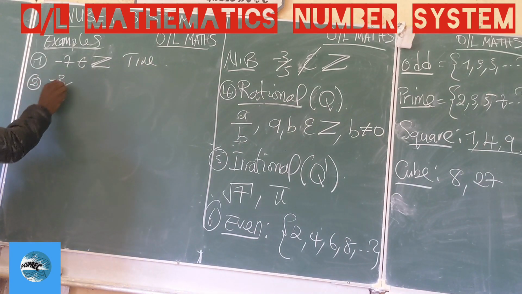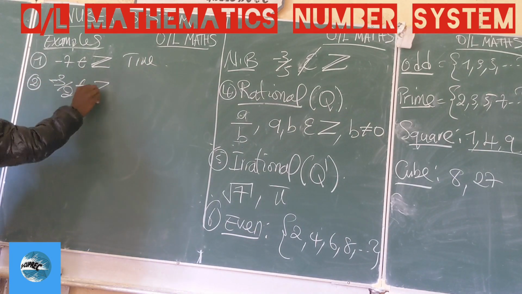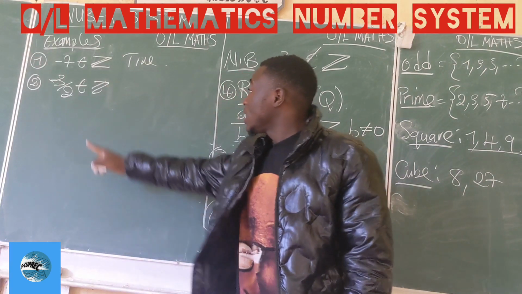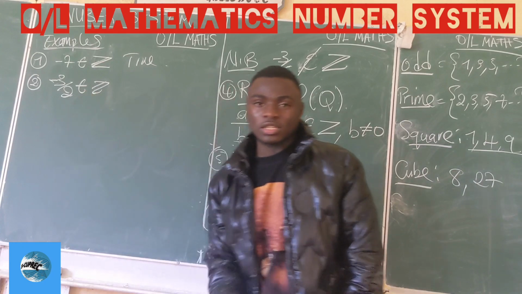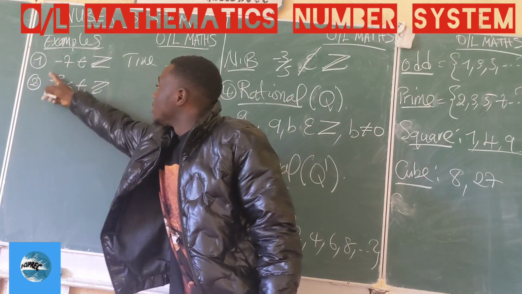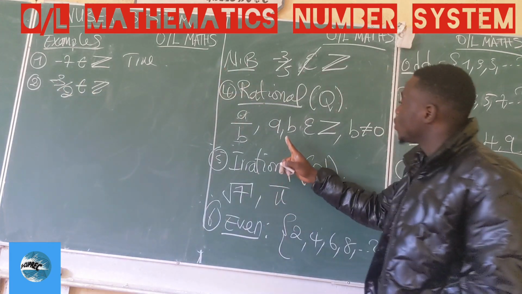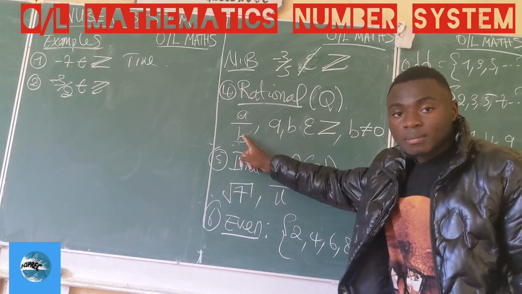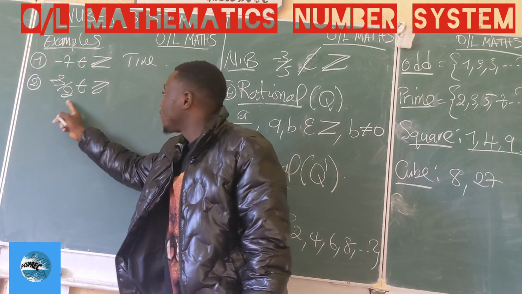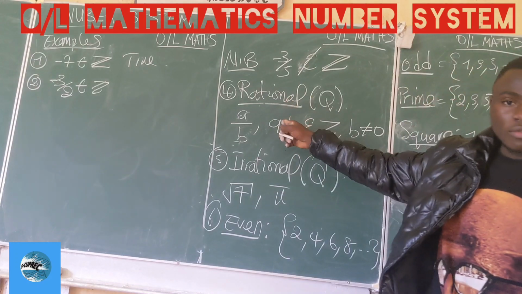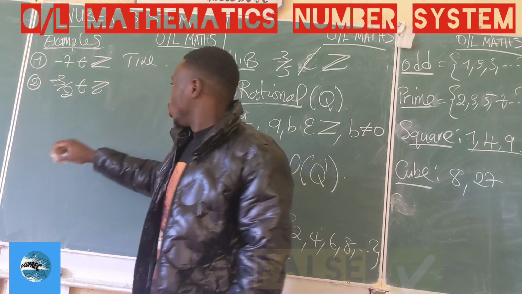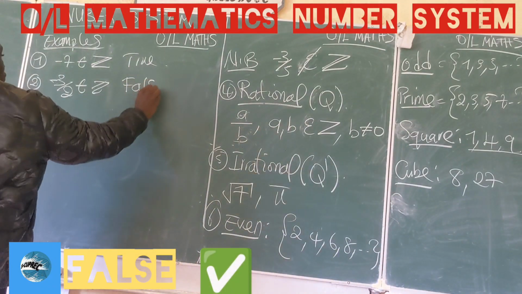Is -3 on 2 an element of the set of integers? I know most of you will be confused. You will say that, okay, since it is a negative number, it is a set of integers. No. Any number of the form A on B, where B is different from 0, is said to belong to the set of rational numbers. So don't be confused. This is not an integer. So the answer here is simply false.